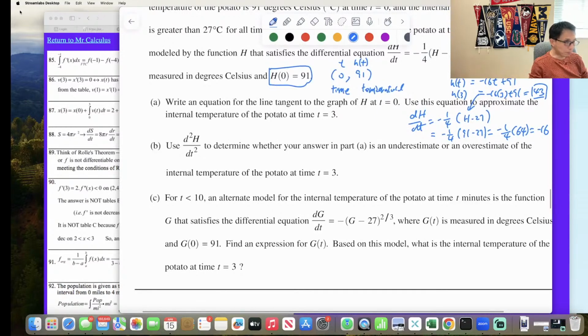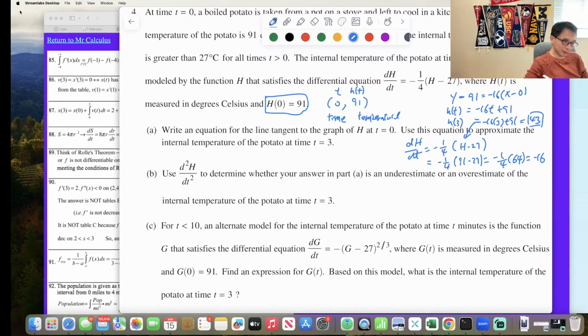This is becoming pretty popular: d2h/dt2, the second derivative. The reason is that if you do that, you have to plug in the first derivative. So let me write this down. Now I'm going to distribute that because I think it'll be easier to see. So that's going to be 27/4. I distribute this through here. Now I'm going to take a derivative of this.